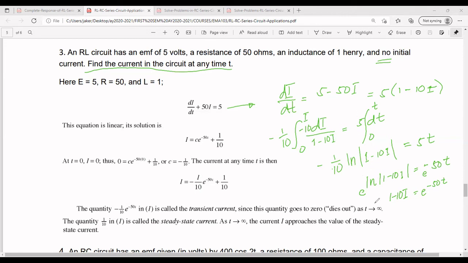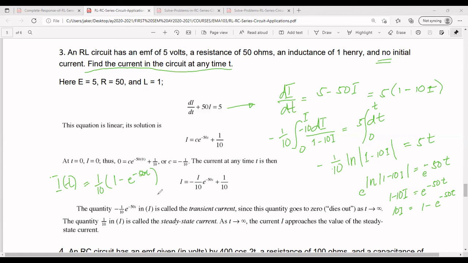Please interrupt me if you cannot follow, or you may raise your concern later. So I will write 10I is equal to 1 minus e raised to negative 50t. I want the I, so that's the formula that I want. So the current I at any time t is equal to, I divide this entire equation by 10, so I have 1 over 10 times (1 minus e raised to negative 50t).